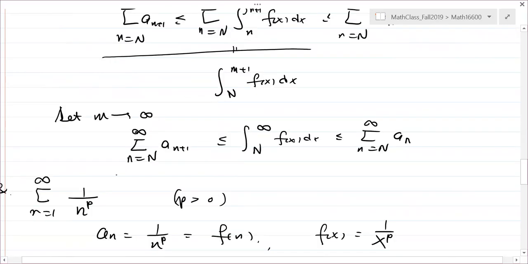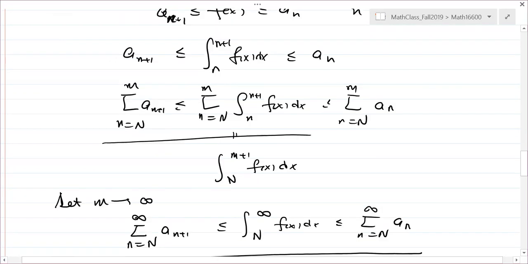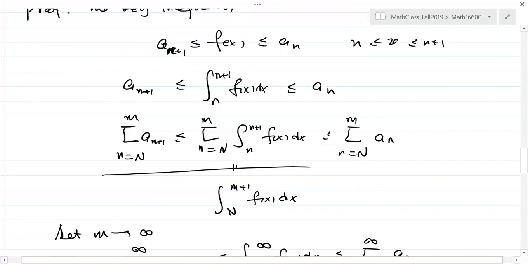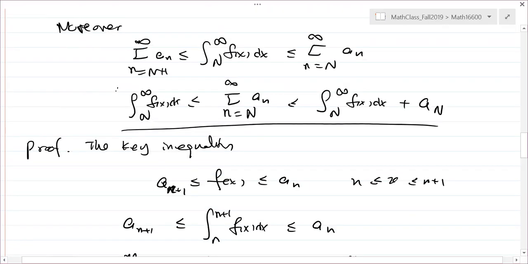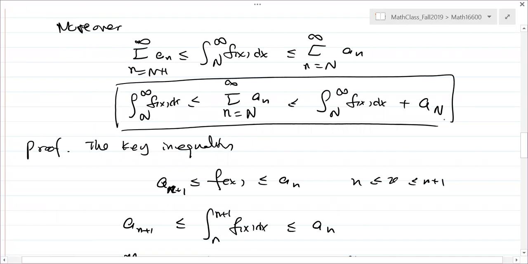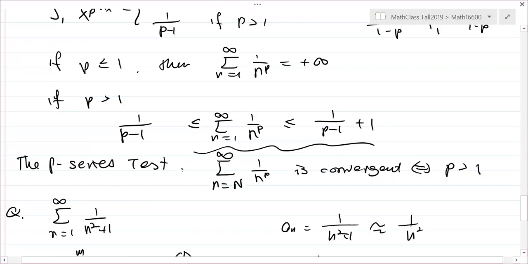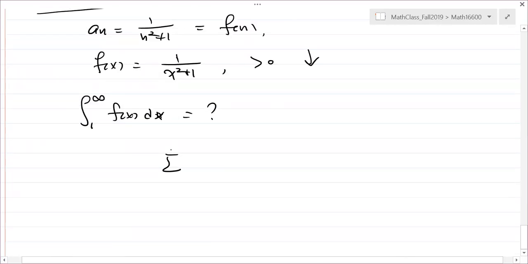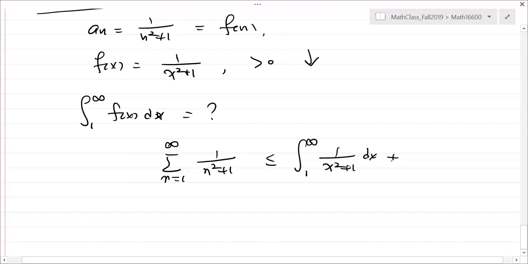The above argument shows that we have this estimate. We have this capital N here, or you can use this. Where's my estimate? Yes, I prefer to use this estimate. So let me write it down: the sum from n equals 1 to infinity of 1 over n squared plus 1 is less than or equal to the integral from 1 to infinity of 1 over x squared plus 1 dx, plus the first term when n equals 1, that's 1/2, and greater than the integral.